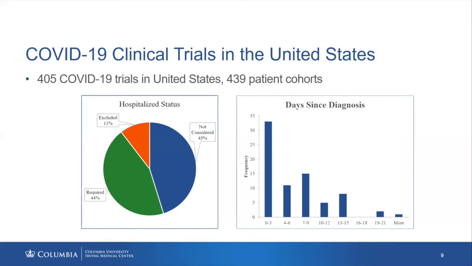We also collect a little bit of information about hospitalization. So it turns out about 44% of studies actually require hospitalization, while 11% exclude it, suggesting there's a really large group of these studies looking for hospitalized COVID-19 patients. And finally, on the right, we see that there's usually a time frame from when they were diagnosed to when they're eligible for the study, and this is a plotting of these days to diagnosis.